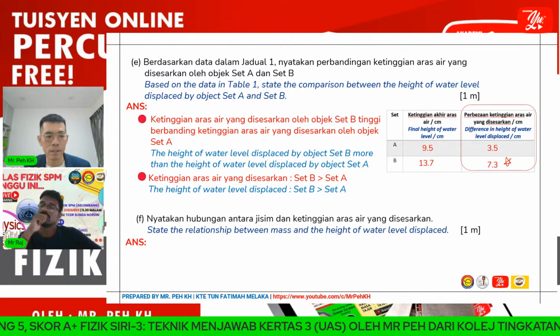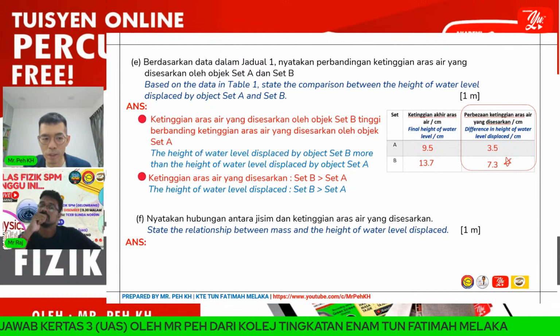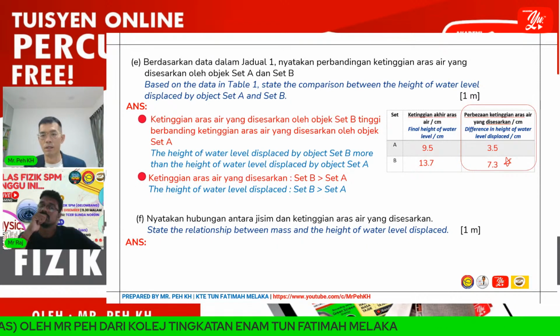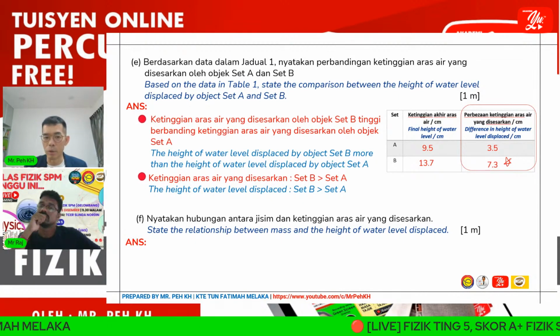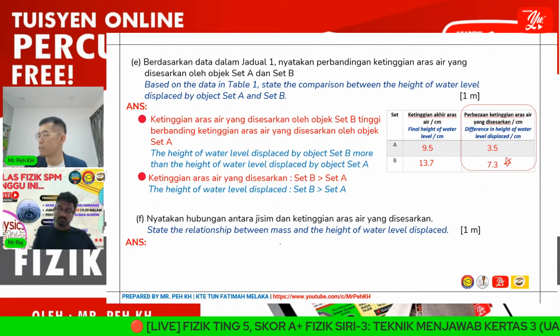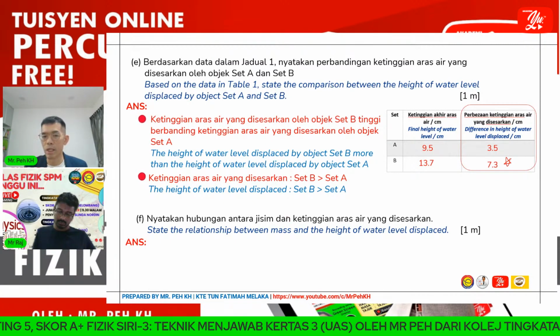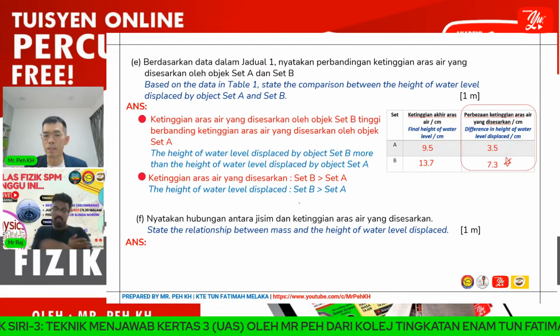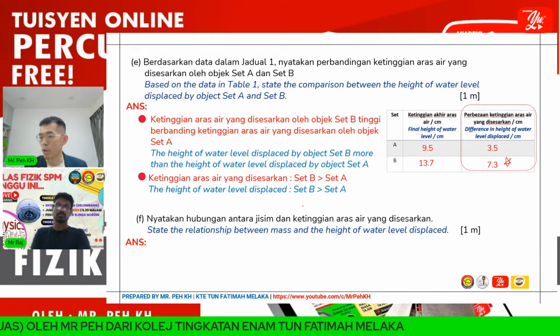Okay, and then here, state the relationship between the mass and the height of water level displaced. So here is actually quite straightforward already. If you are not sure whether the question is related to mass or not, the question can actually tell you what the MV is here. You see the mass comes up at question F here. So it tells you already, the MV here is very sure to be mass. That means you can actually go through all the questions first, faster, before you conduct the experiment.